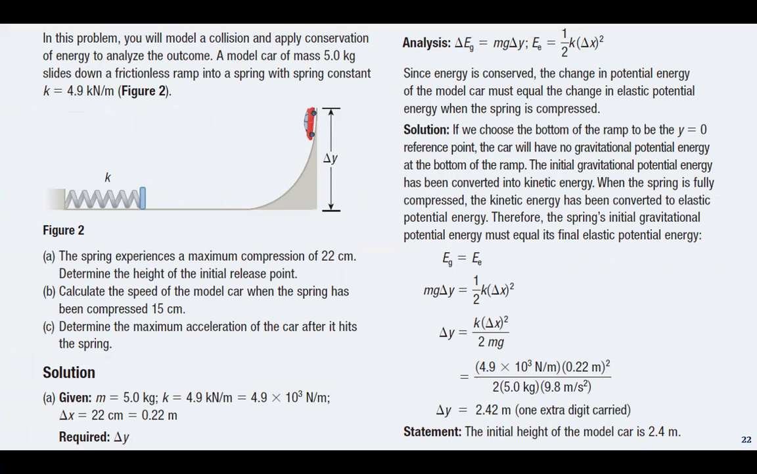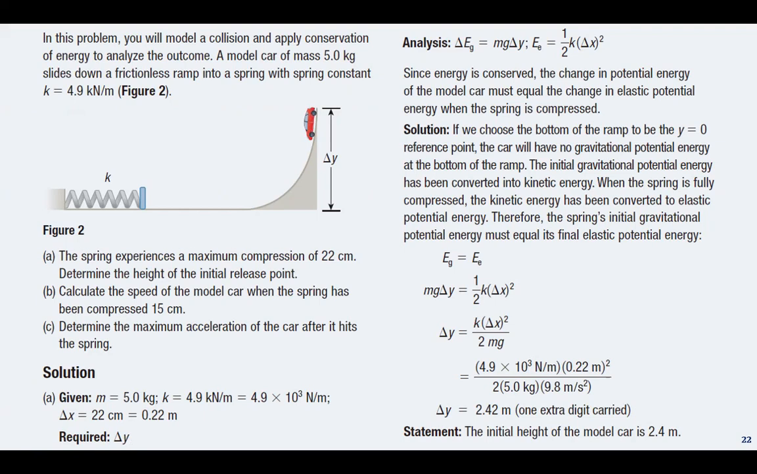So if we choose the bottom of the ramp as the y equals 0 reference point, the car will have no gravitational potential energy at the bottom of the ramp. The initial gravitational potential energy has been converted to kinetic energy. When the spring is fully compressed, the kinetic energy has been converted to elastic potential energy. Therefore, the car's initial gravitational potential energy must equal the spring's final elastic potential energy, which is Eg equals Ee.